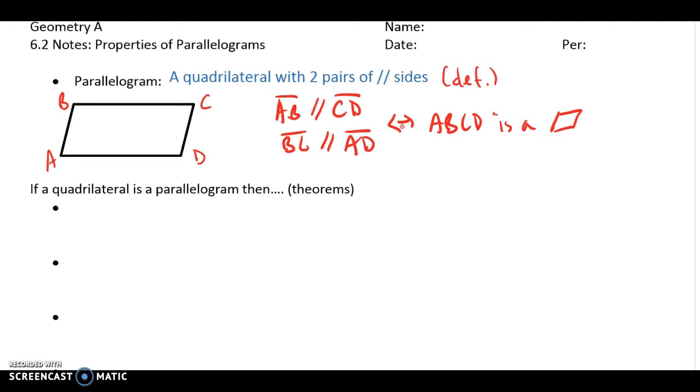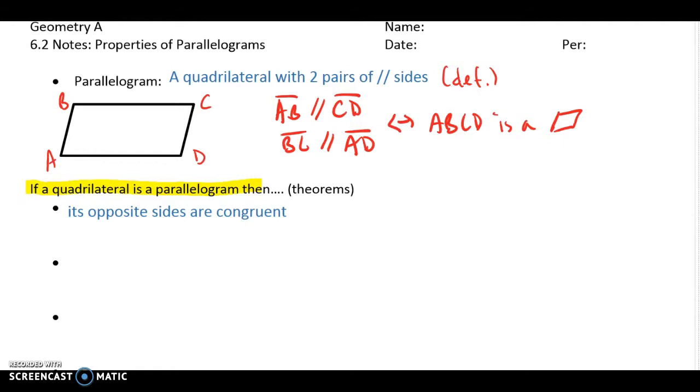Now, we also have some theorems that will help us understand parallelograms. So, basically, I've given you a sentence starter. If a quadrilateral is a parallelogram, then certain things will be true. And the first one says that its opposite sides are congruent. All right, and going back to that parallelogram we drew earlier, ABCD, if we know it's a parallelogram, meaning we know the opposite sides are parallel, then we can say that the opposite sides are congruent.